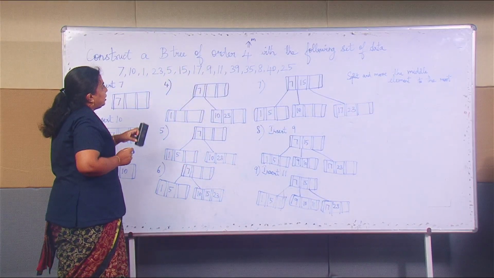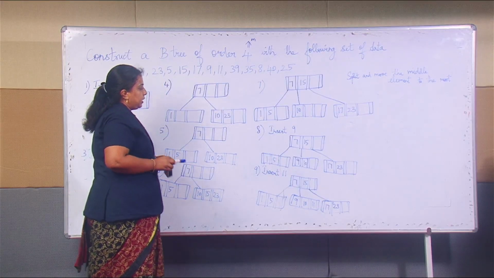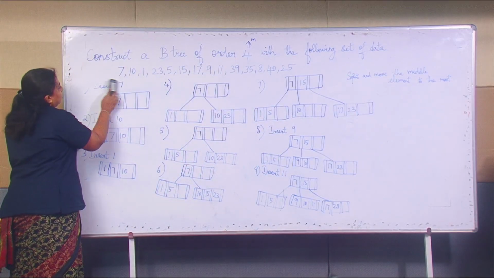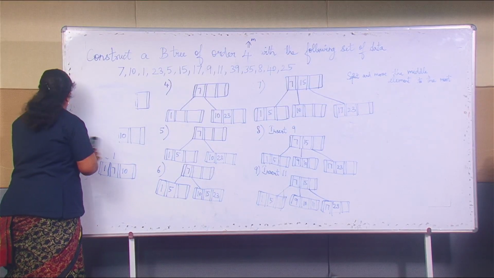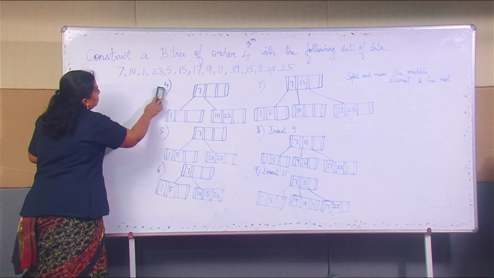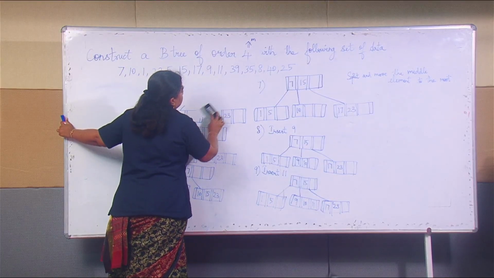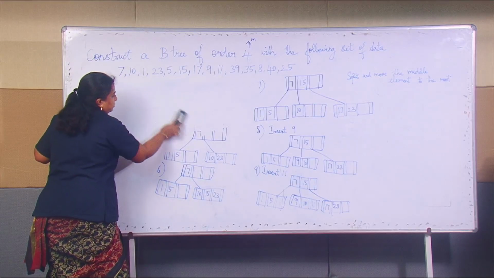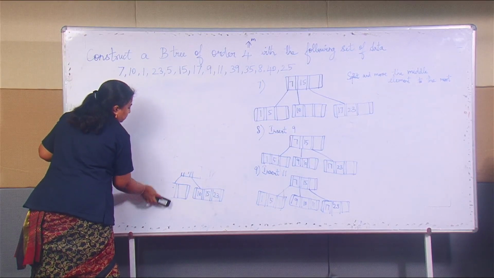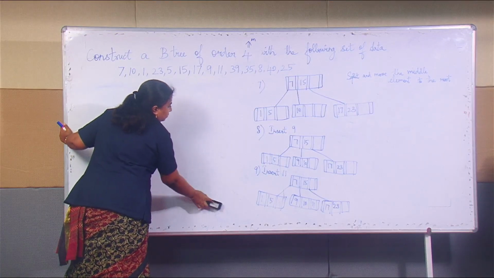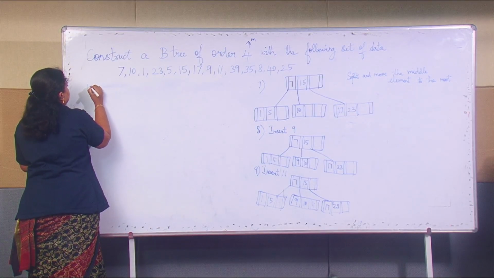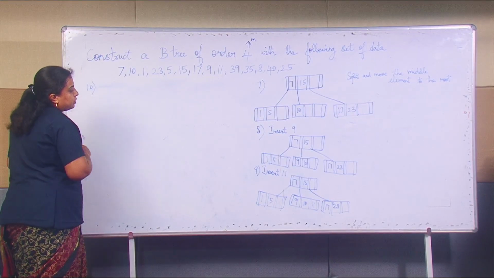So we have done the insertion till 11, next value is 39. So 39 can just be inserted after 23. So step 10 will be insert 39.